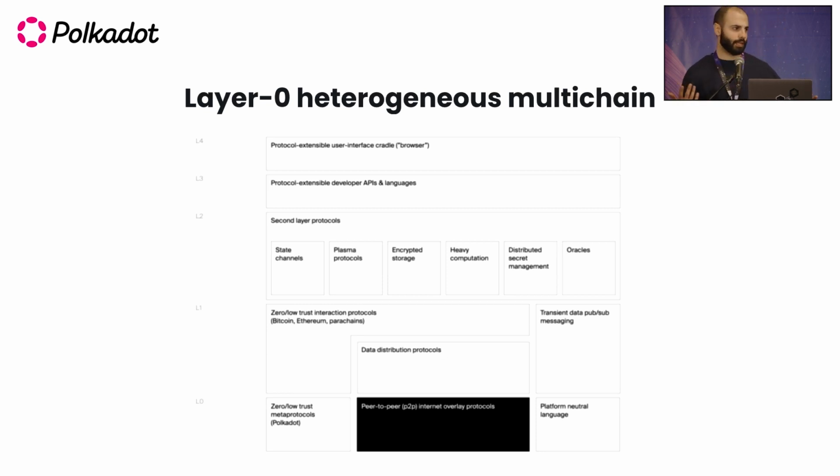We see those as kind of these isolated networks that can't communicate with one another, therefore you can't really compose them together to create new ideas. So Polkadot is going to be the layer that sits underneath these things and allows the interoperability of these L1s.